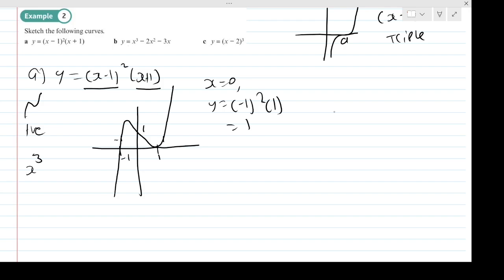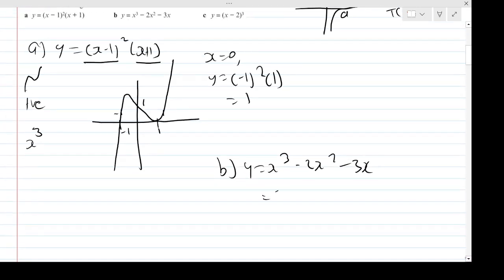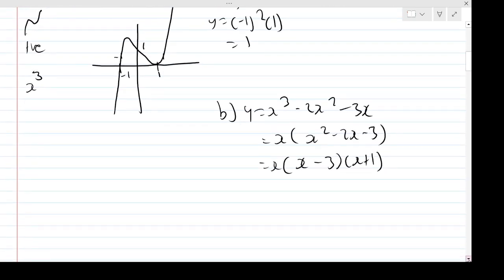Okay, part B, I now need to sketch y is x cubed minus 2x squared minus 3x. So I should factorise it if I can. So I can. I'm going to pull an x out: x squared minus 2x minus 3. And actually this quadratic inside factorises to x minus 3, x plus 1. And so at that point I can now sketch it.